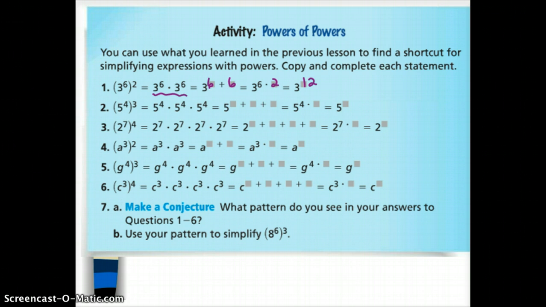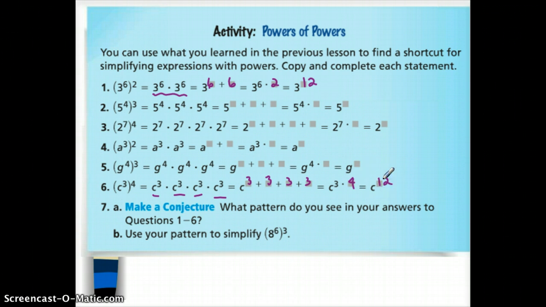Okay? Let's look. You can pause and try all of these if you want. I'm going to work out maybe the last one for you. So c to the third, to the 4th power, means c to the third times c to the third times c to the third times c to the third, times itself 4 times. So again, we're going to add 3 plus 3 plus 3 plus 3, which you might notice is 3 times 4, which equals c to the 12th.